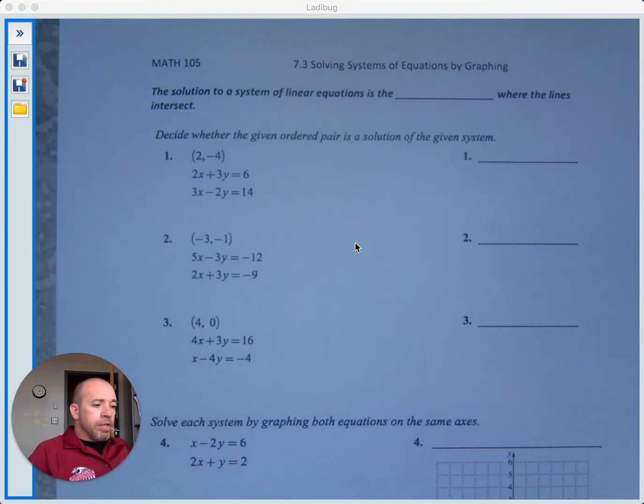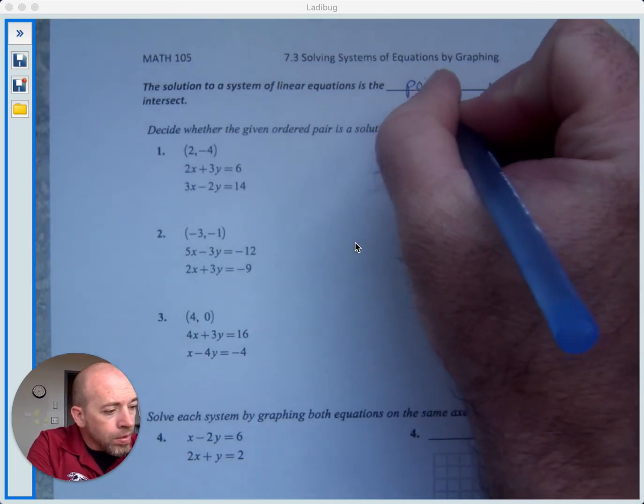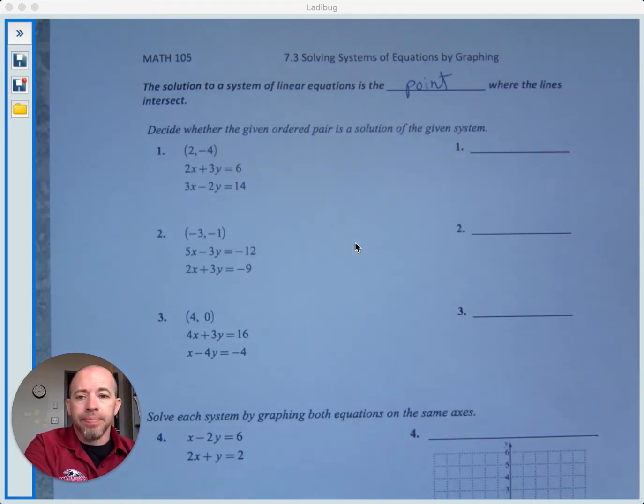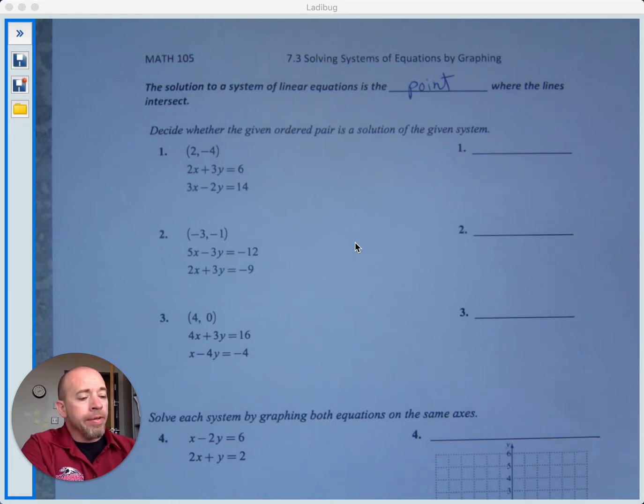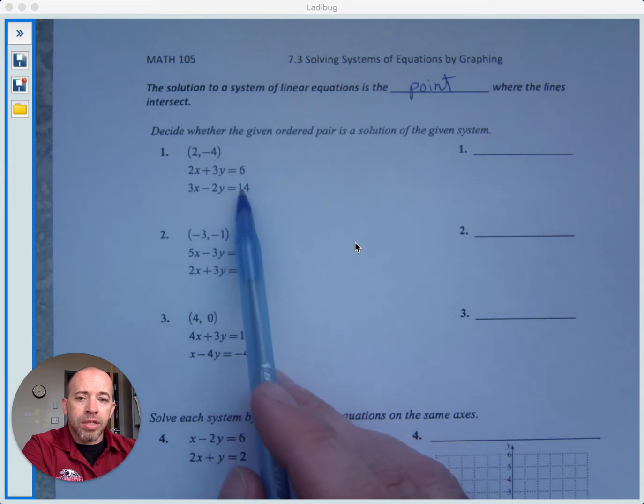Hey everybody, we're ready for 7.3, which is solving systems of equations by graphing. The solution to a system of linear equations, so a couple lines, could be more lines than that, but we'll just deal with 2 lines, is the point where the lines intersect. So if you're asked to find the solution to a system of equations, you're asked to find really the point where the equations intersect.